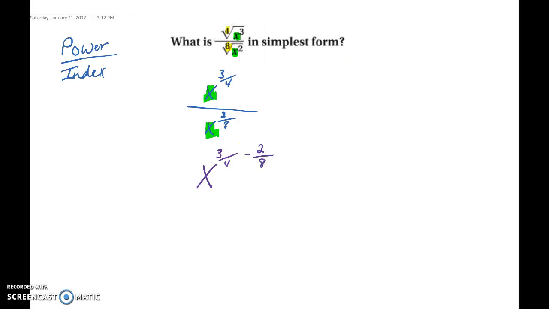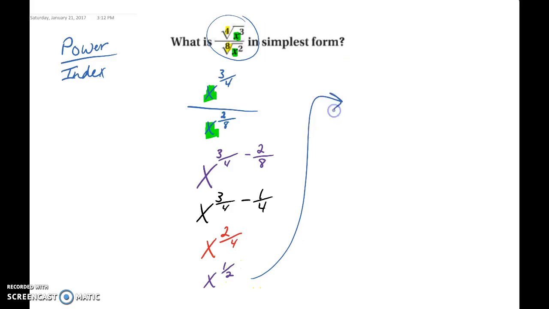And 2/8 simplifies to 1/4. So it's x to the 3/4 minus 1/4. This will then give us x to the 2/4 power, which is then equal to x to the 1/2, since it can reduce to 1/2. So our final answer is x to the 1/2. Since it was written originally as a radical, we should write our final answer as a radical. So it's power over index. So this, as our final answer, is going to be the square root of x.